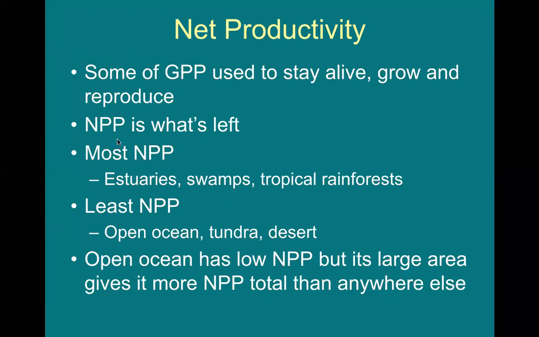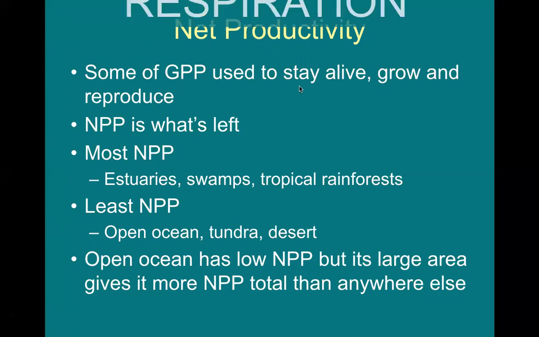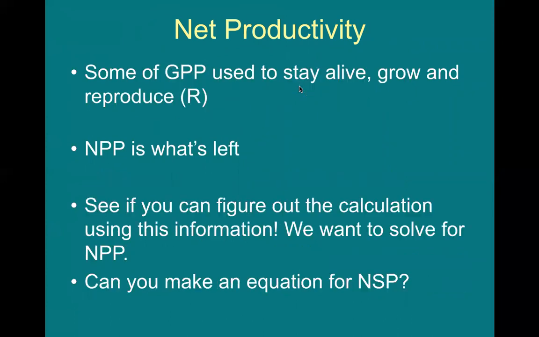The lower NPP, as we just saw, is in open oceans, tundras, and deserts. And as we just saw, the open ocean has a low NPP, but its large area gives it a larger overall percentage. So this first part: some GPP is used to stay alive, grow, and reproduce. Our fancy word for that is respiration. Some GPP is used as respiration, and then NPP, net primary productivity, is what's left over.